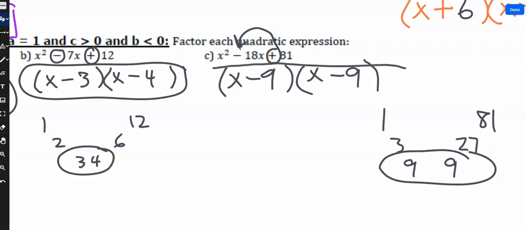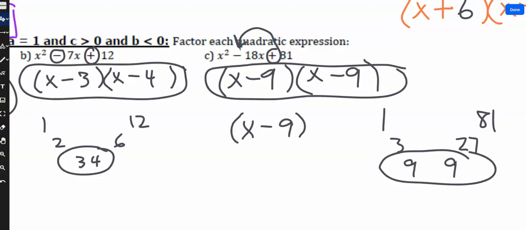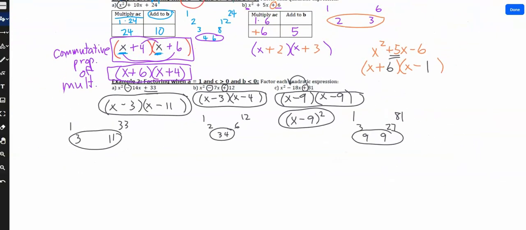Now, this is technically correct and would be accepted on any test. But I need you to also understand that whenever you multiply something times itself, you can say this: x minus 9 quantity squared. That is exactly the same. All right, next slide.